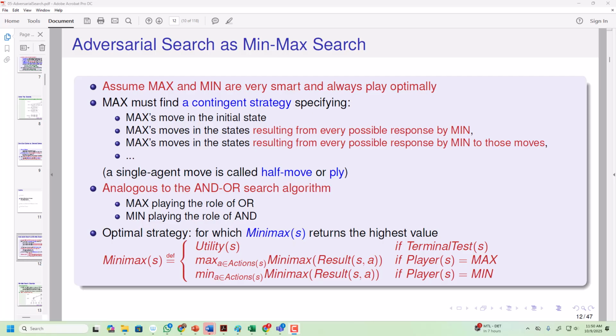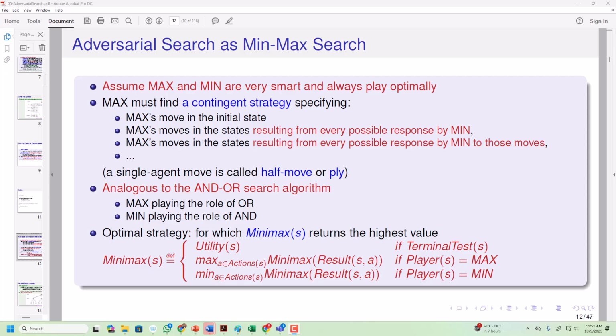In a normal search problem, the solution is just a sequence of actions that leads to a goal. How does adversarial search change this? Max cannot simply plan a path. It must consider how Min will respond. So instead of a fixed path, Max needs a strategy, a complete plan that specifies the best move in every possible situation, no matter how Min responds. But we always assume Min responds optimally.